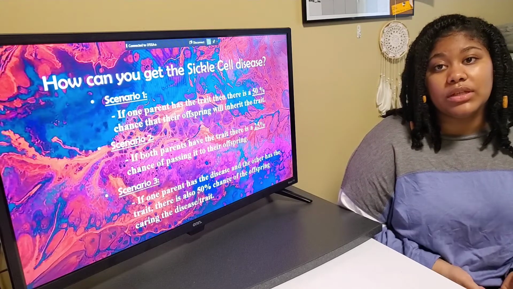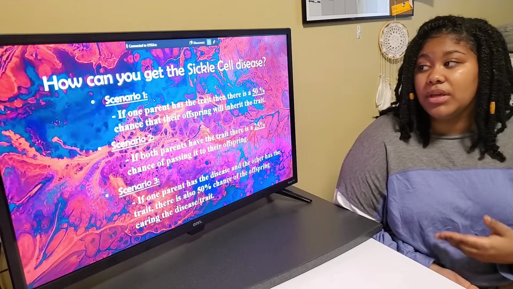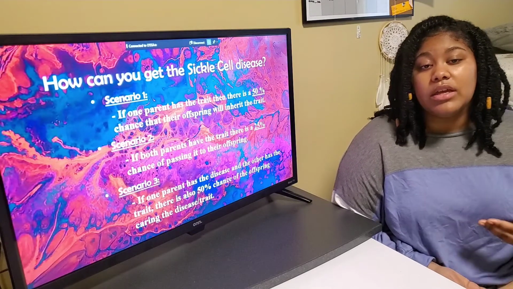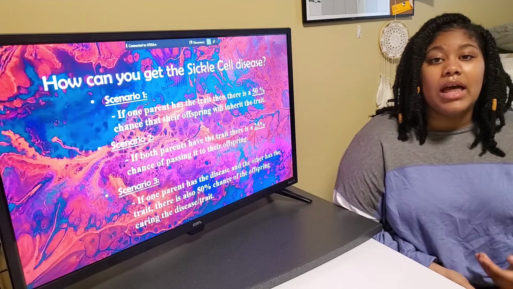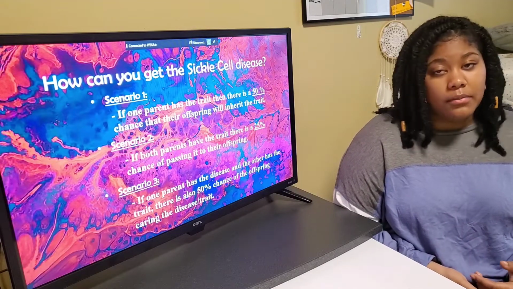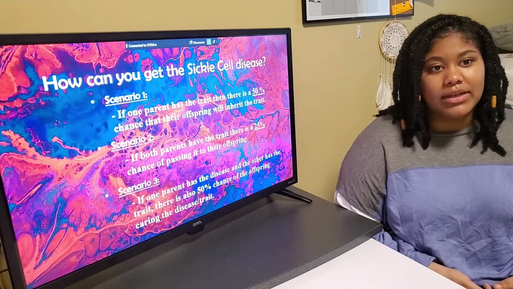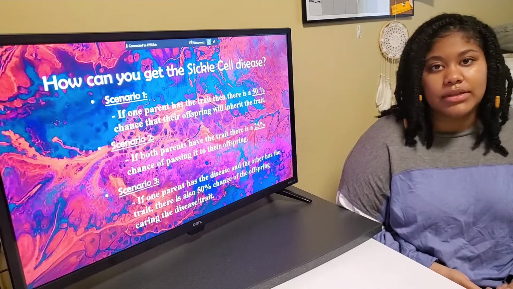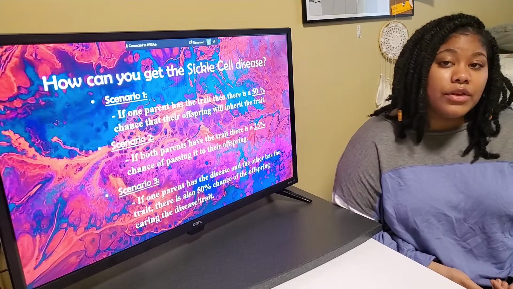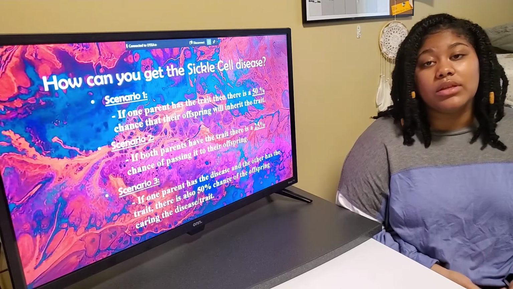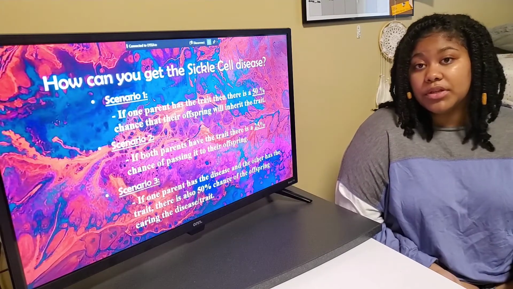Something interesting I found out regarding the first scenario, where one parent has the trait and the child has a 50% chance of inheriting it: like I said earlier, I inherited the trait from my father, and my brother and I are 9 years apart, and he didn't inherit it at all. He didn't inherit the trait, he didn't inherit the disease, he has nothing at all, which I found odd. I did a little further research, and there's nothing really to say why, but I hope the research comes up eventually.